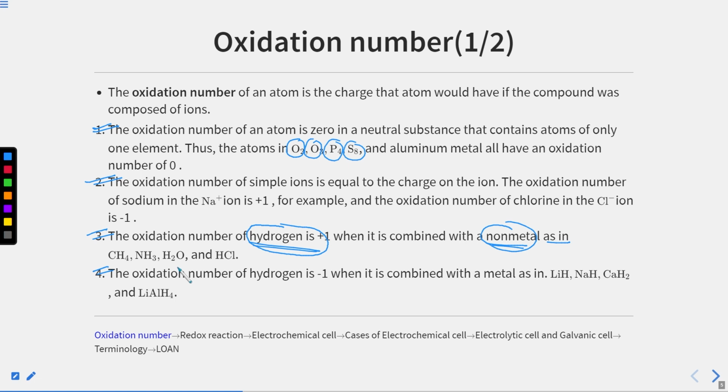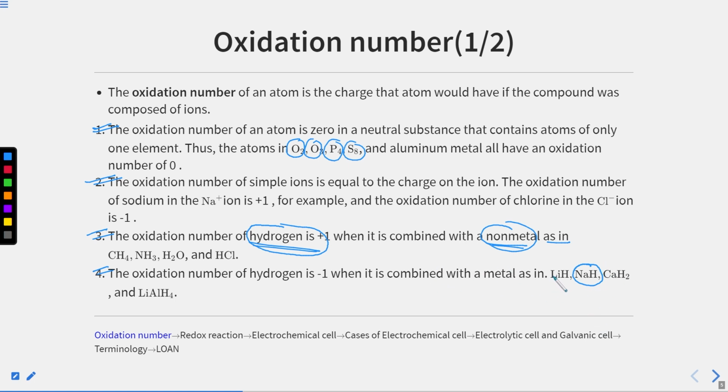So this is the thing. If it is combined with a non-metal, it will have a charge of +1. If it is combined with a metal, it will have a charge of -1. So what are the examples? A common example is sodium hydride. You can say hydride donor, NaH. It is a kind of base also.